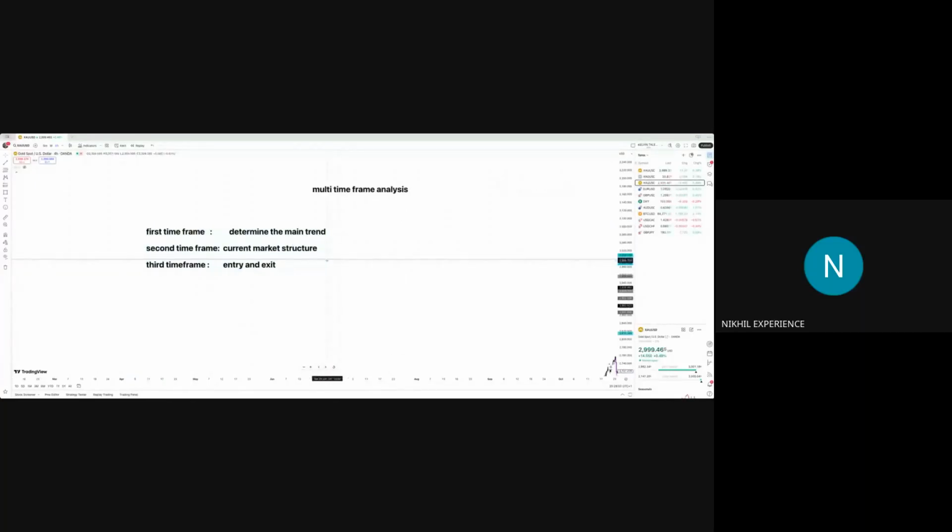But let's continue. So I said the first time frame is the time frame where you determine the main trend. The second time frame is the time frame where you get your current market structure, and the third time frame is where you enter the markets. That is where you enter and exit the market.